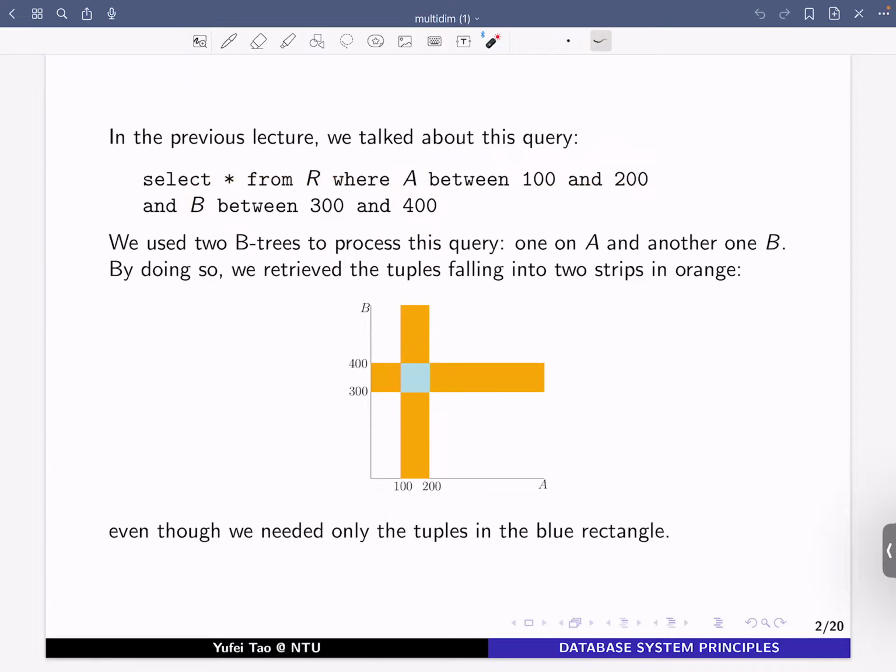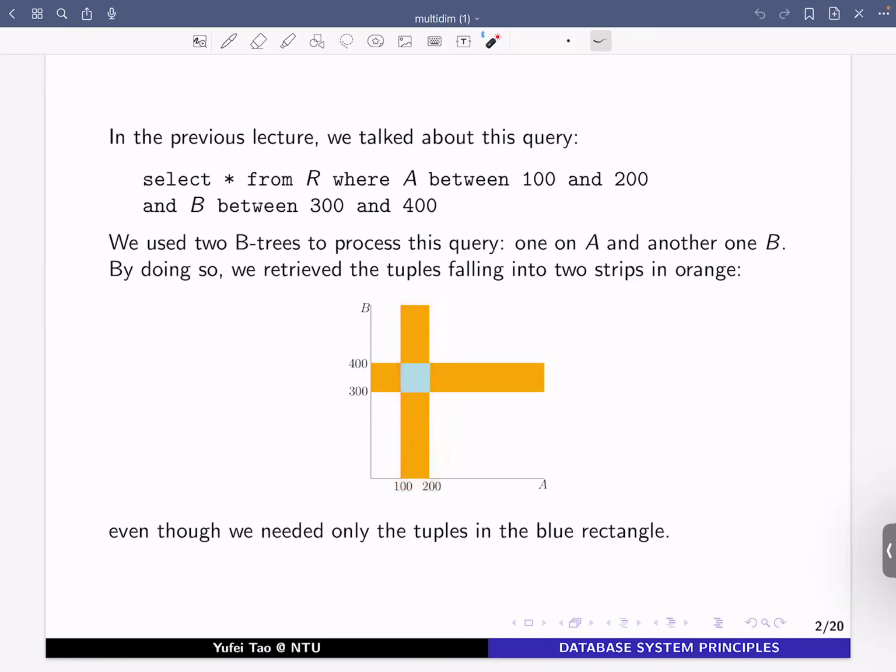If you look at this in a graphical manner, let's look at this two-dimensional space. So this is dimension A and dimension B. Okay, so you can see in terms of A and B, every tuple can be represented as a point, right? So this x coordinate represents the A value of the tuple, and the y coordinate represents the B value. Okay, so if you look at this range condition, essentially this is saying I want to find all the tuples in this orange rectangle.